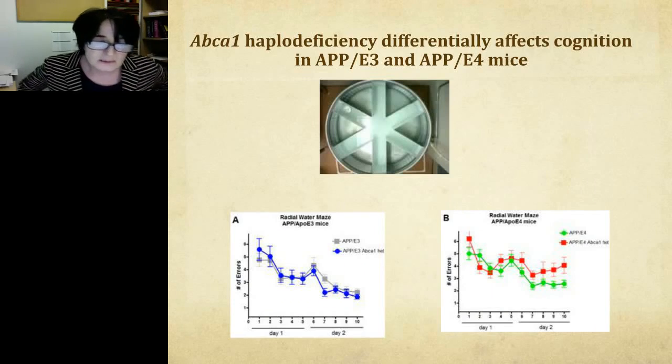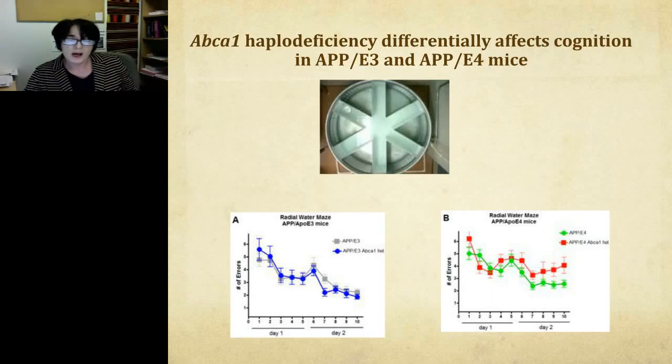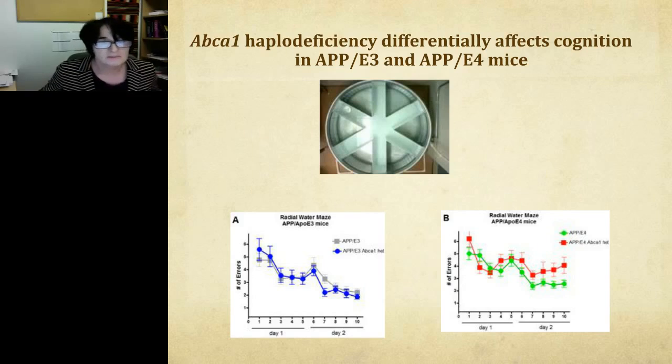In the next experiment, we tested how the deficiency of ABCA1 affects cognitive performance of APPE3 and APPE4 mice. We used a radial water maze paradigm shown here, which tests spatial memory acquisition of mice. On the first graph, A, is shown a comparison between APPE3 mice having 1 or 2 alleles of ABCA1, and you can easily see that there is no difference in the performance.